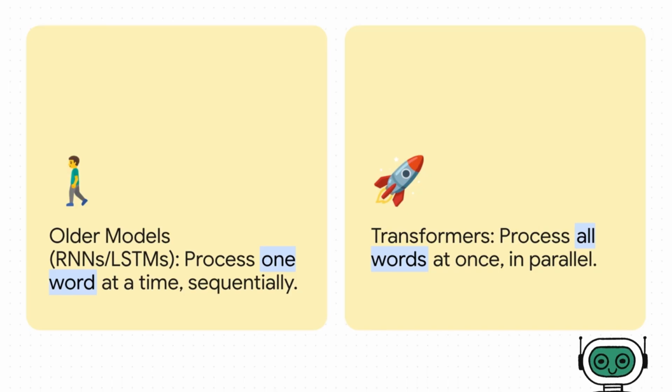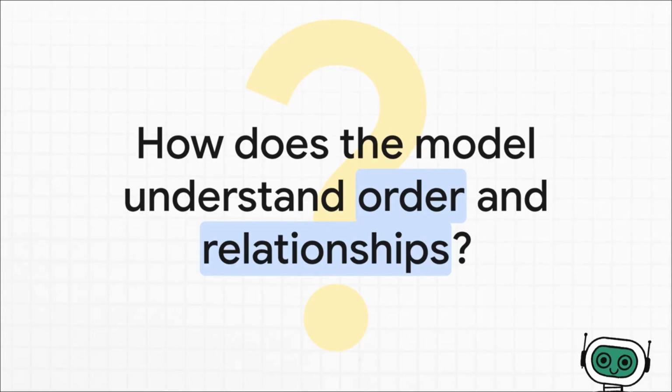Instead of reading sequentially, they look at all the words in a sentence at the exact same time. Now, this is way faster, but it creates a really interesting problem. If you see everything at once, you actually lose something super important. So if all the words arrive at once, how on earth does the model know their order? How does it get that the dog chased the cat means something totally different from the cat chased the dog?